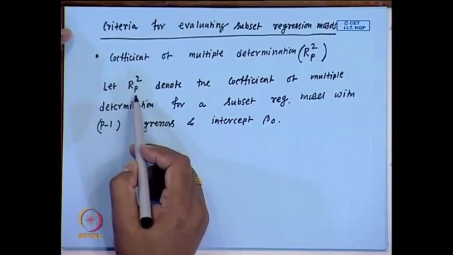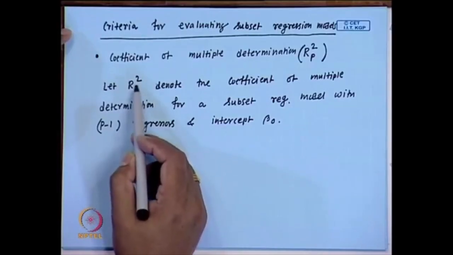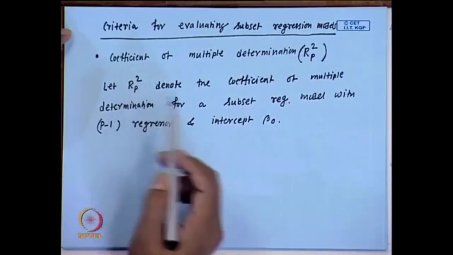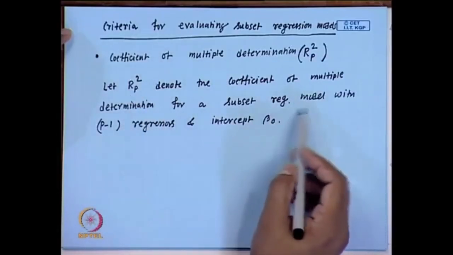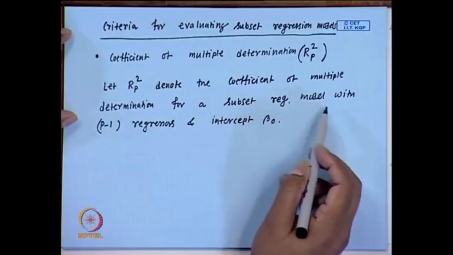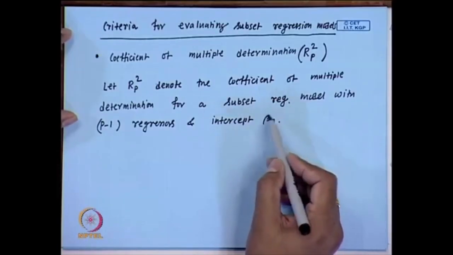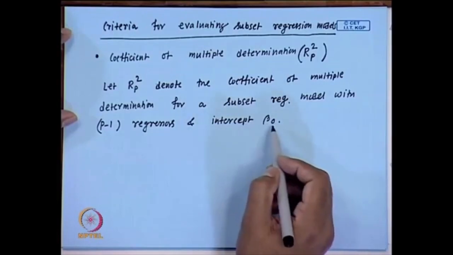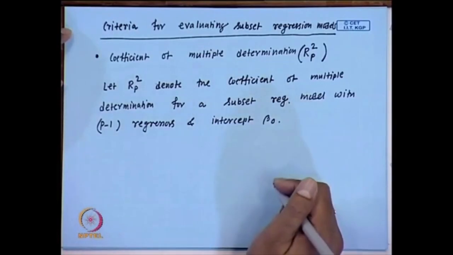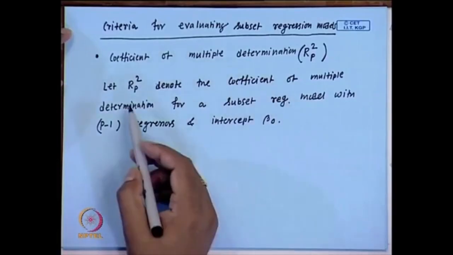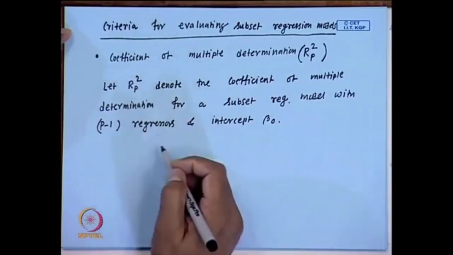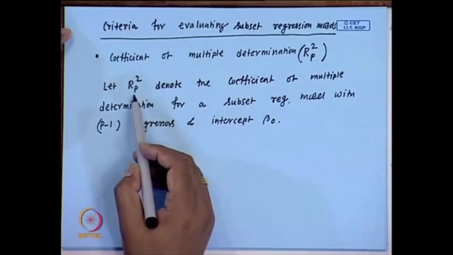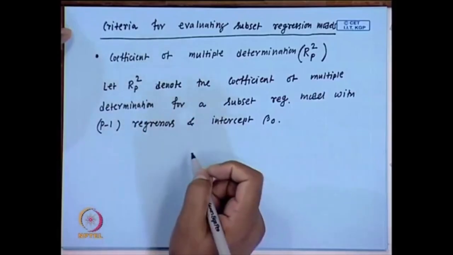By Rp square, this p basically stands for the number of unknown parameters in the model. Since there are p minus 1 regressors, there will be p minus 1 coefficients and the intercept beta naught. So, the total number of unknown parameters is equal to p, and we denote the corresponding coefficient of multiple determination by Rp square.